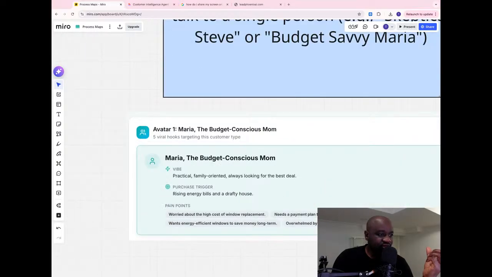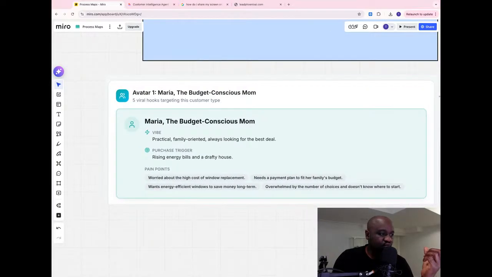And then you go deep into what Maria is thinking about. She's budget conscious, she's practical, family oriented, always looking for the best deal, right? Rising energy bills and a drafty house, that's her purchase trigger. And we know what the pain points are. She's worried about the high cost of window replacement, needs a payment plan, is overwhelmed by the number of choices, and then she wants energy efficient windows to save long term. So imagine having all these four pain points, and then we can pin each of these four pain points with multiple different hooks, which I'm going to show you in a second.